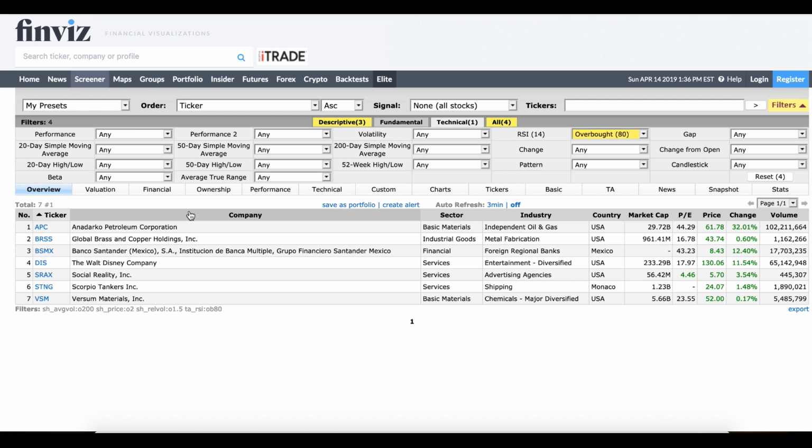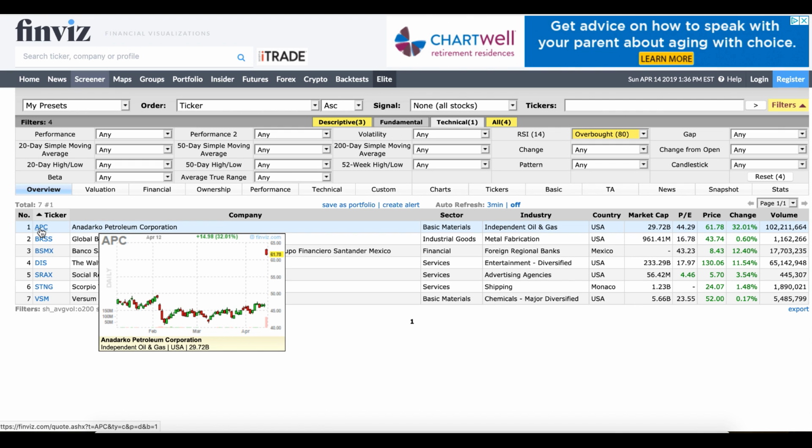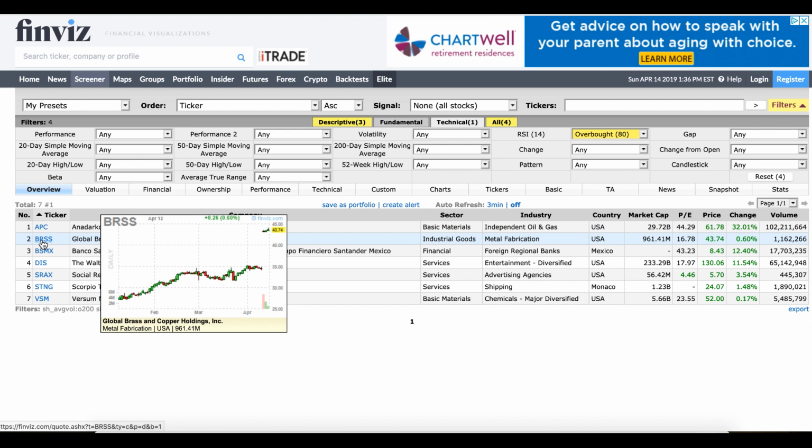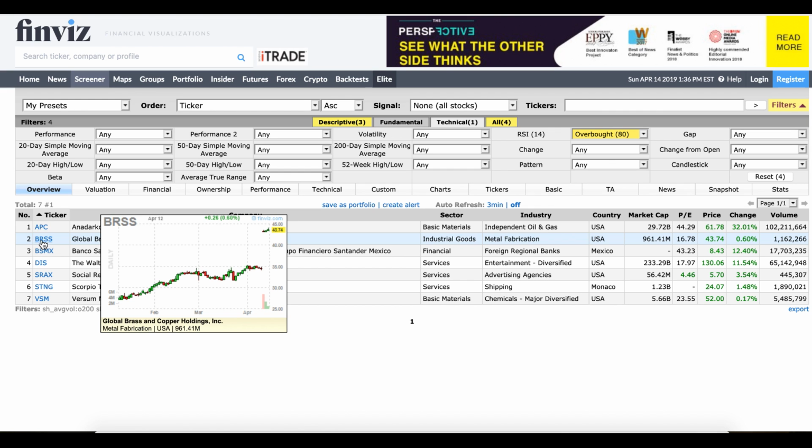Now here we've got 7 stocks that are really overbought, and this is something you'd want to look for a pullback, maybe a short. So Anadarko, you can see here it gapped up huge on the day, but sold off. I think Anadarko was the one that Chevron was going to buy.